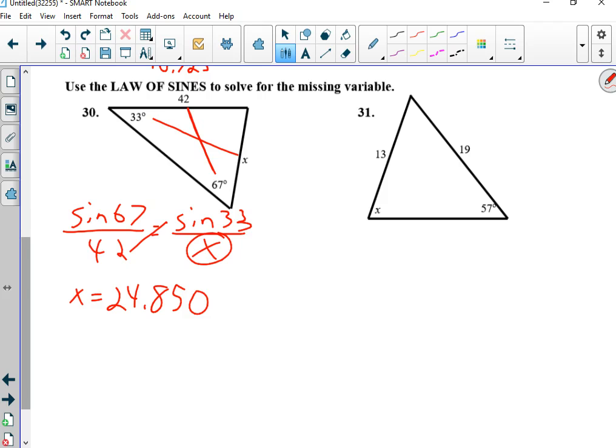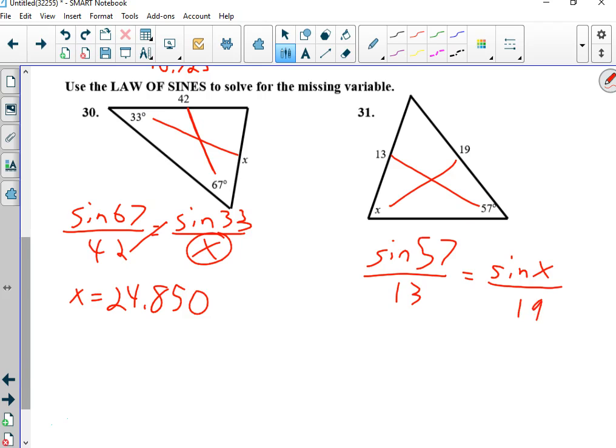Okay, 31, I need to find my magic fraction. There it is. Sine of 57, I know that, corresponds to side 13. The one I don't know is right here. Sine of x. It's inside, so it's a variable. I mean, it's an angle, which means I need to do inverse at that point. And there's the side. So what am I trying to find? This. Which means I multiply those two and divide by 13. Now when I do that, remember, I get a decimal.